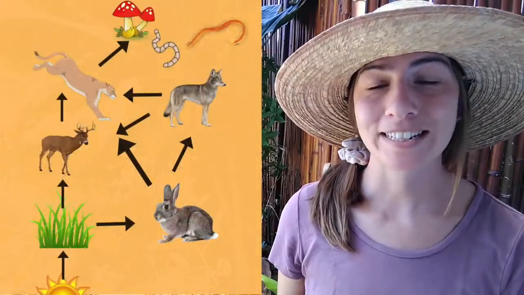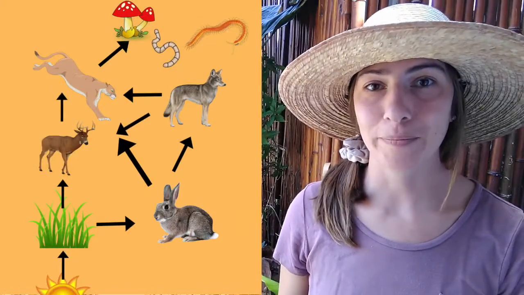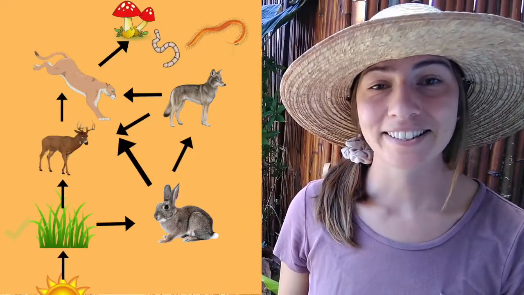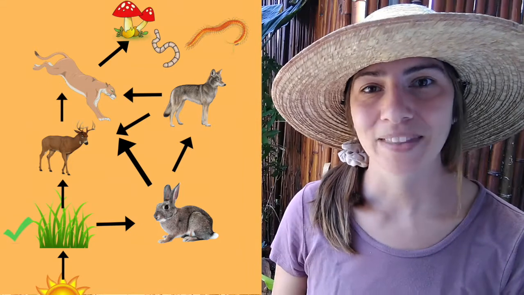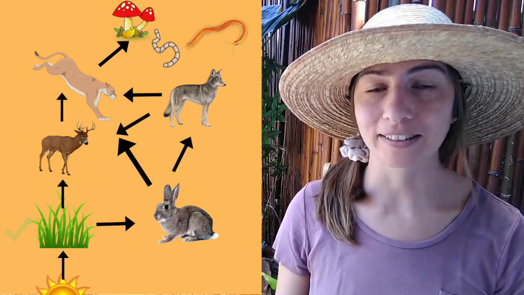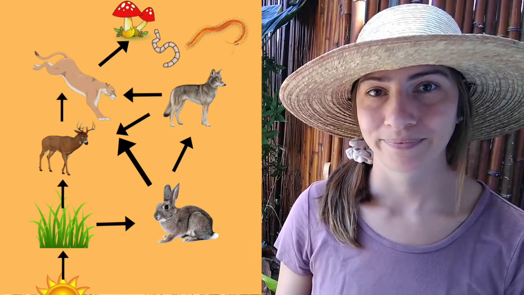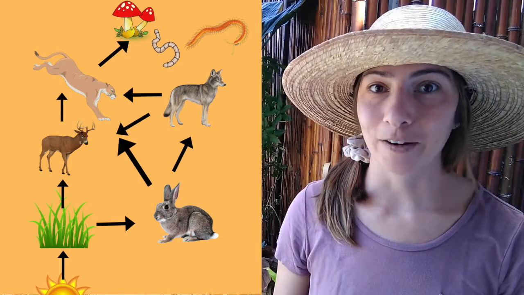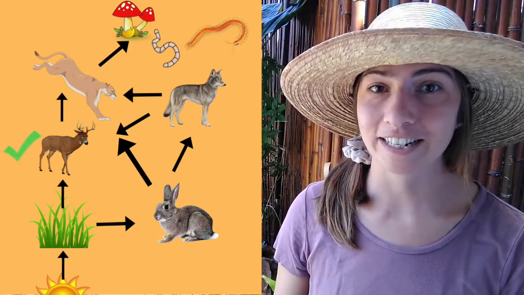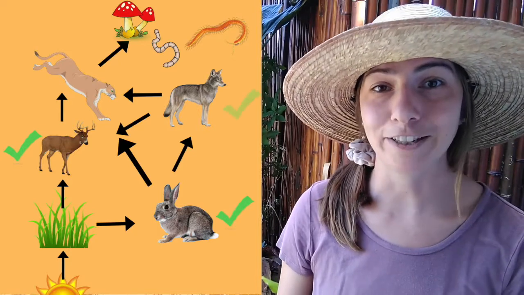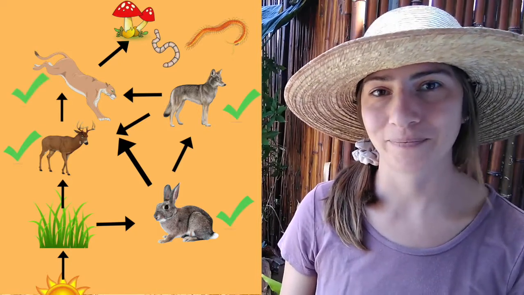So can you point to the producers in this food web? Nice job, they're the plants. And how about the consumers? Can you point to the consumers in this food web? Nice job. The consumers are the deer, the rabbit, the coyote, and the mountain lion.